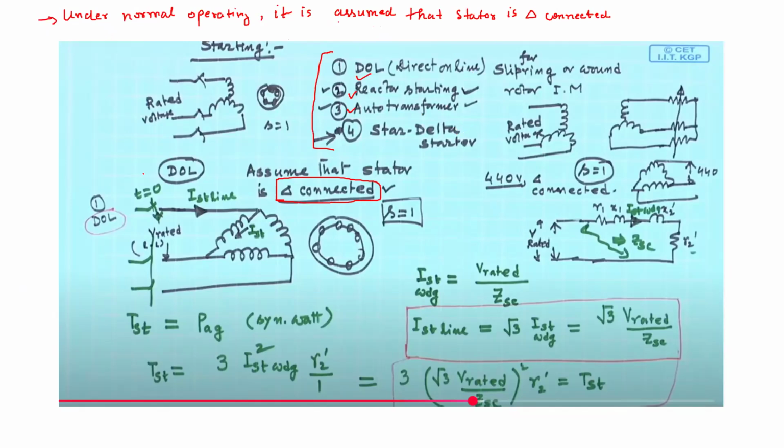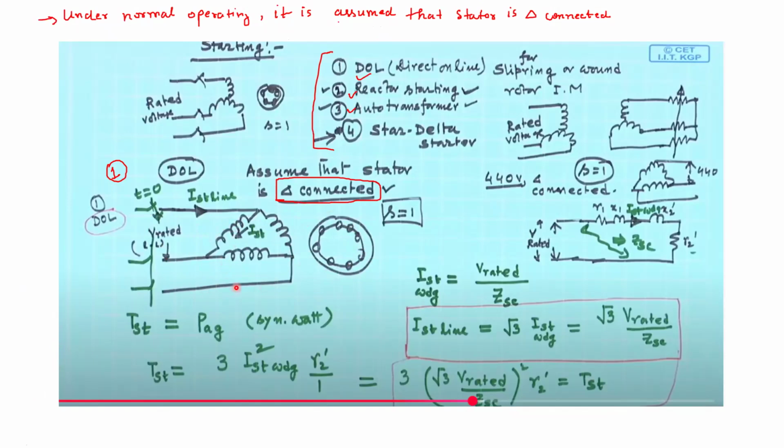So let us first discuss the direct online starting. Now in direct online starting, what you do is you directly connect it across the rated supply. So here you can see that you have your stator which is delta connected, and because we are saying that these methods are for both squirrel cage induction motor and slip ring induction motor, here let us take the example of squirrel cage induction motor. Okay, so this is the connection.